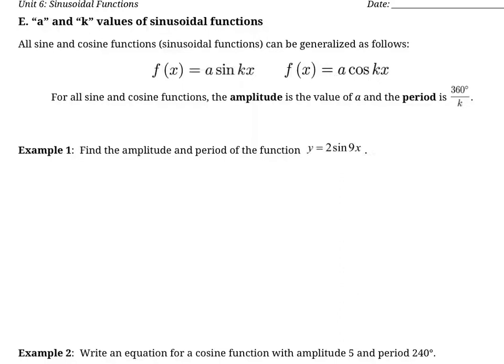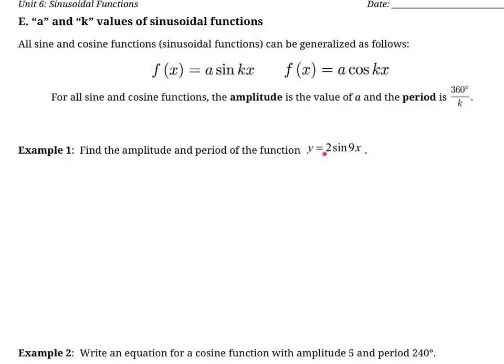So in summary, A and K have the exact same meaning in sine and cos functions as they did in all the other functions that we've learned about. However, they have an additional meaning that we can use to graph sine and cos functions. A, we also know is going to equal our amplitude, and K is going to help us to determine our period. So let's use this newfound understanding on this newly transformed graph of sine.